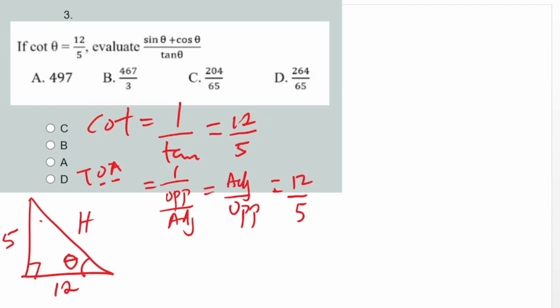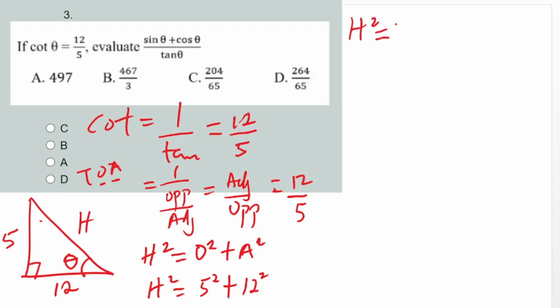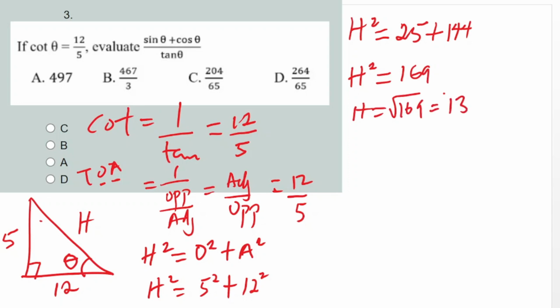We are looking for the hypotenuse. When you apply it, hypotenuse squared equals opposite squared plus adjacent squared. Opposite squared here is 5 squared plus 12 squared. So hypotenuse squared equals 25 plus 144, which is 169. That means hypotenuse is the square root of 169, which is 13. So that is 13 units.